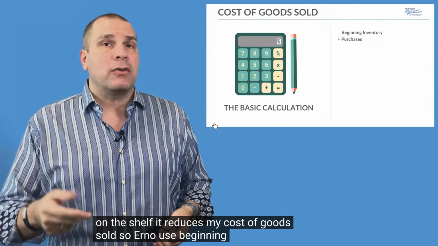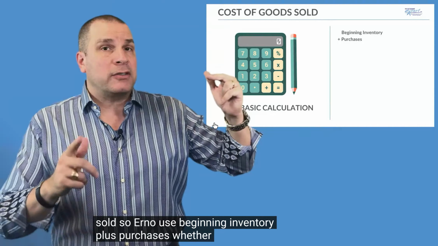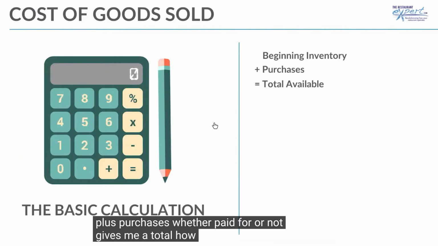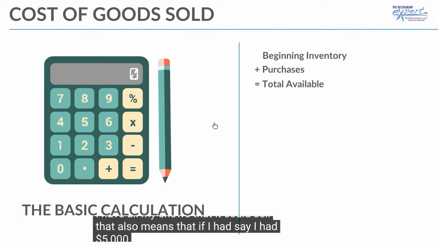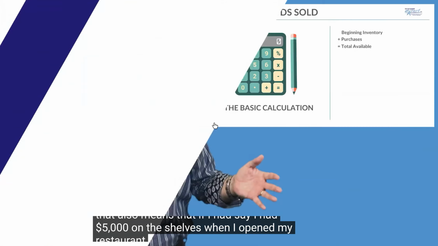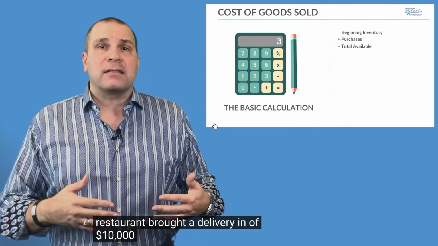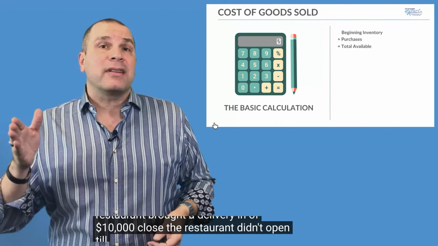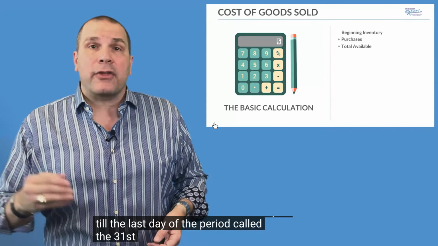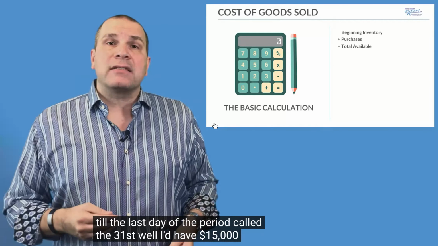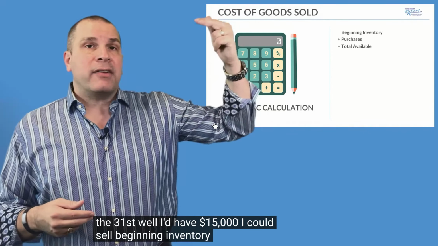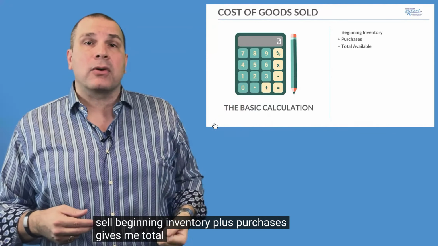So, earn OUs. Beginning inventory plus purchases, whether paid for or not, gives me a total of how much money I have on my shelves that I could sell. That also means that if I had $5,000 on the shelves when I opened my restaurant, brought in a delivery of $10,000, closed the restaurant, and didn't open till the last day of the period, the 31st, well, I'd have $15,000 I could sell. Beginning inventory plus purchases gives me total available.